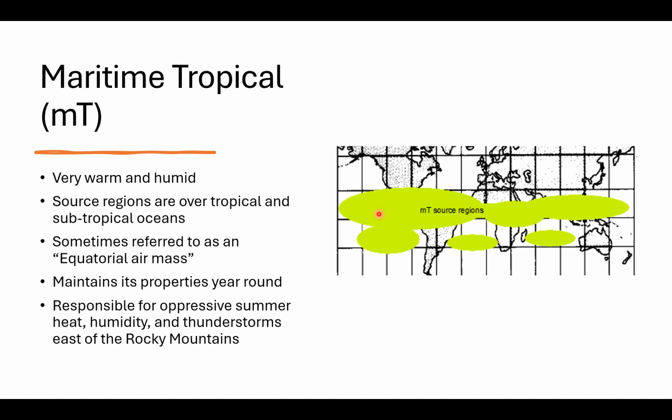Notice where this maritime tropical air is forming, these source regions. Again, over the tropical, even extending north a little bit into the subtropical area here on the northern edge of this particular oval shape, across the Atlantic, across Mexico, but really it's over the water that it's going to form. And generally, you see it here over the western Pacific as well, over those waters, maritime tropical source regions.